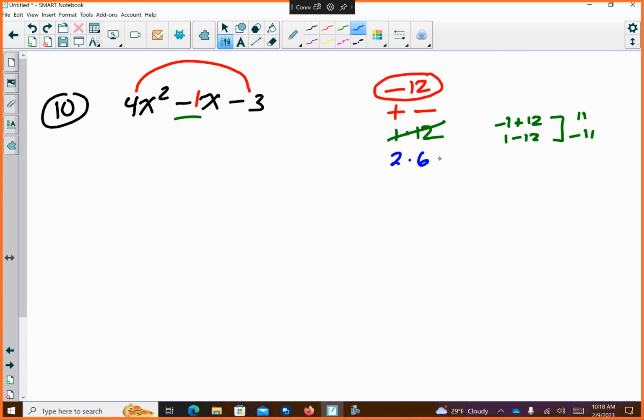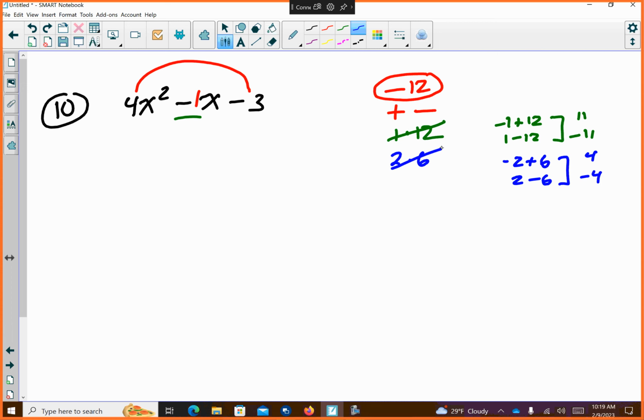All right. And then we have 2 and 6. Is there any way that I have negative 2 plus 6 or 2 minus 6? Is there any way I can make those equal to negative 1? Because I'm getting 4 and negative 4. So are those equal to negative 1? Nope.